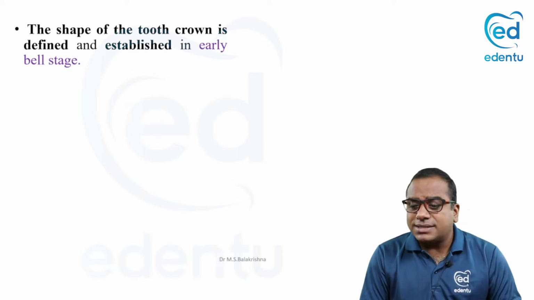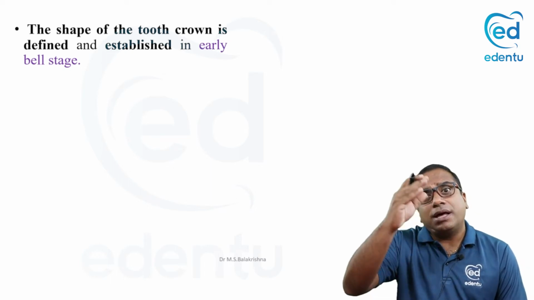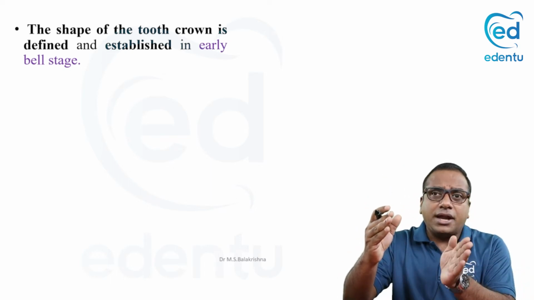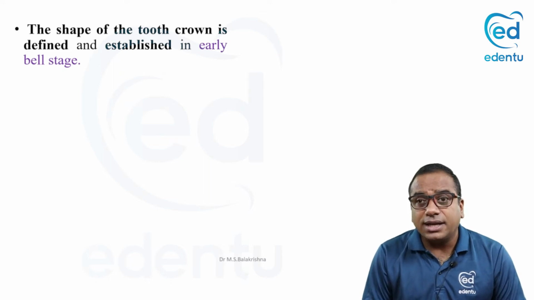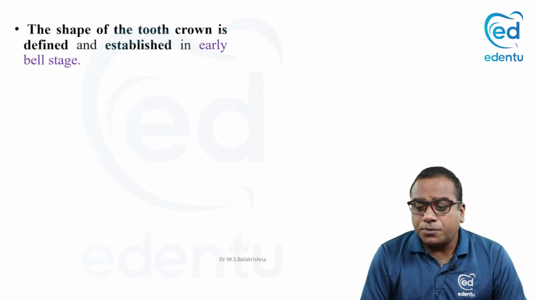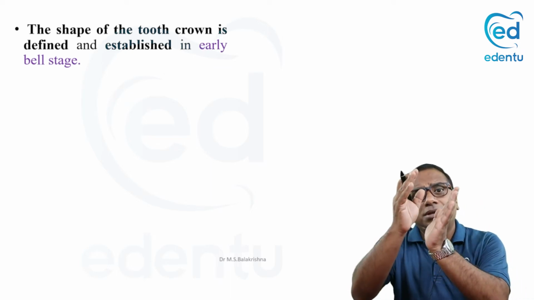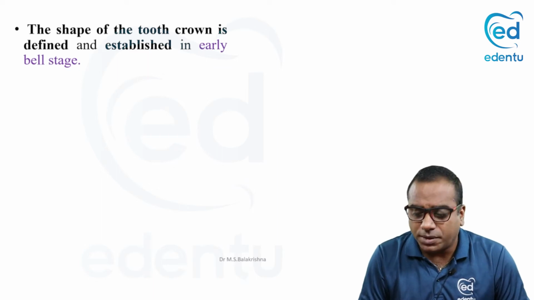And the ameloblast cells are derived from the inner enamel epithelium and the odontoblasts are derived from the dental papillae. So ameloblast will give rise to enamel and your odontoblast will give rise to dentine. So both of them will lead to their formation up to the dento-enamel junction. So up to the dento-enamel junction, enamel and dentin will be formed.